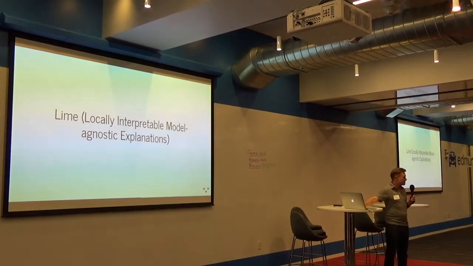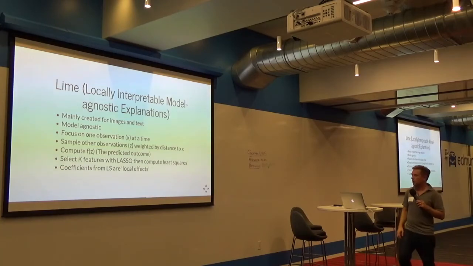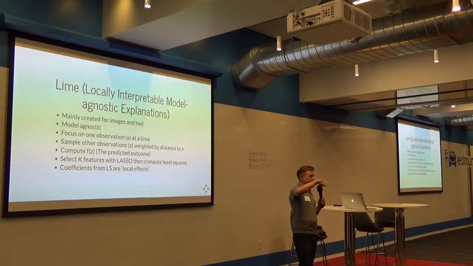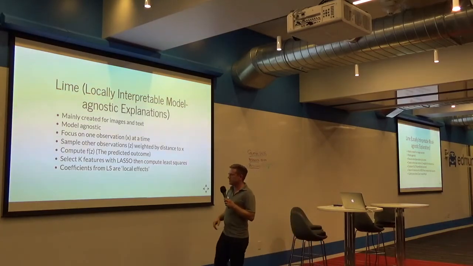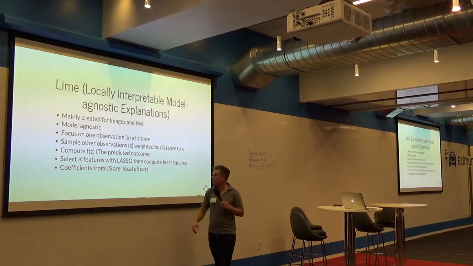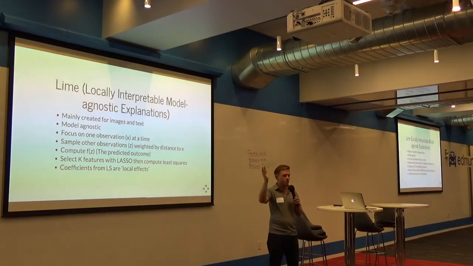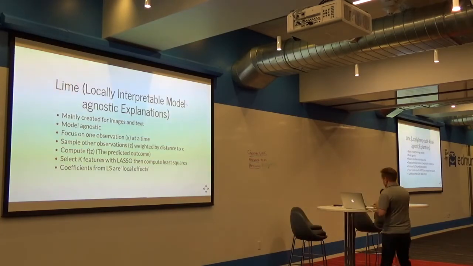One of the packages that's probably the most popular one is LIME. It's a Python package, locally interpretable model agnostic explanations. It was mainly created for images and text, but it claims to be model agnostic. They have a tutorial on tabular data that says it'll work, so I applied it. What they do is focus on one observation at a time, and then sample other observations around it, weighted by the distance of those observations. They compute, in a classification model, f of z, which is the likelihood they survive. They select a subset of features using Lasso, and then run a least squares regression on those f of z's. And they claim the coefficients from those regressions are the locally interpretable model.